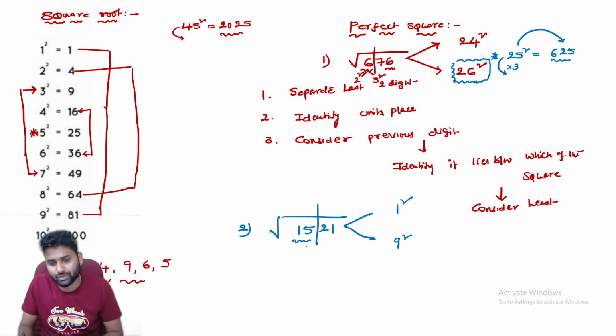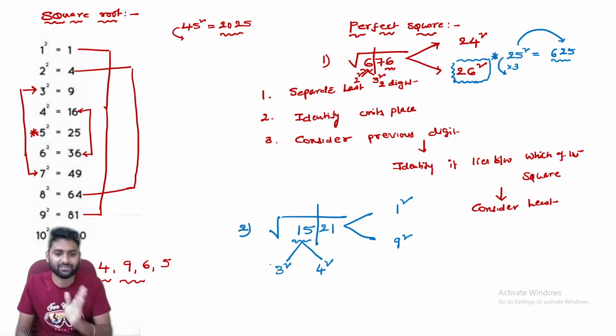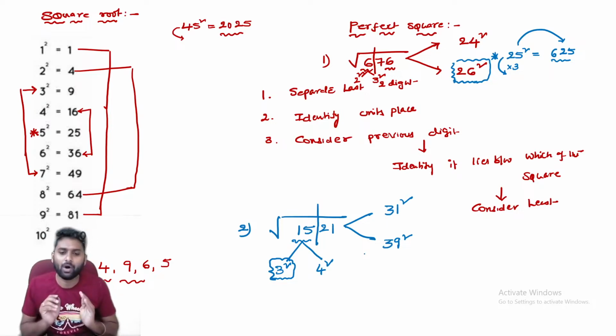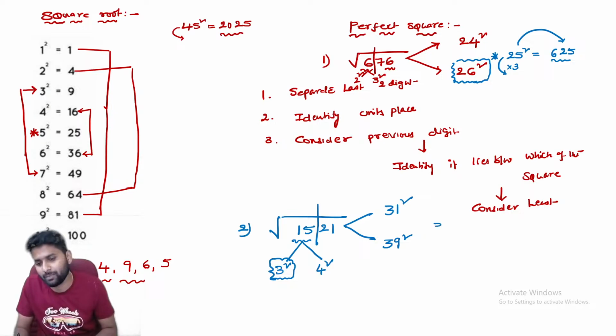Now we are left with the digits 1 and 5, that is 15. 15 lies between 3 square and 4 square. Out of these two numbers, consider the minimum. Now your answer is either 31 square or 39 square. How are we going to decide? With the help of 35 square. You know the logic: 3 times 4 is 12, and 5 square is 25.